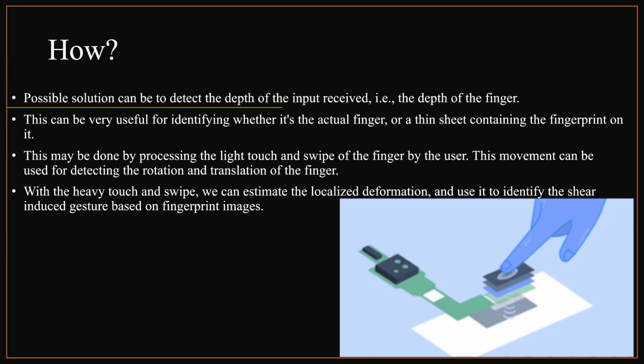But how can this be done? Well, one possible solution can be to detect the depth of the finger. This can be done by processing or interpreting the light or heavy touch and swipe of the user, through which we can possibly find whether it's an actual finger or just a thin paper containing the fingerprint sample.